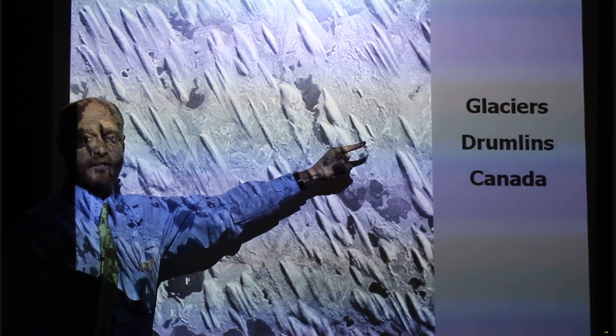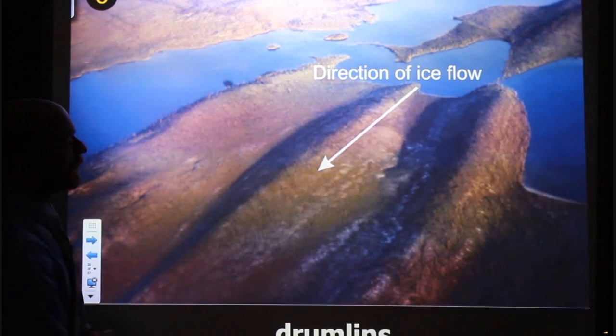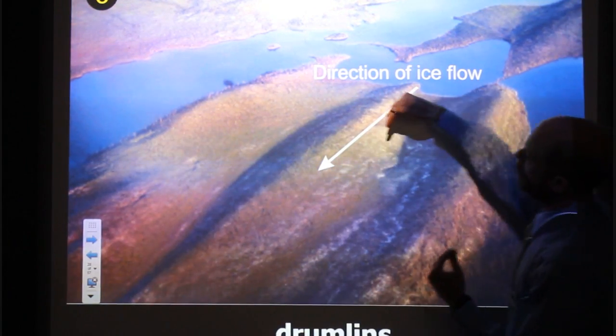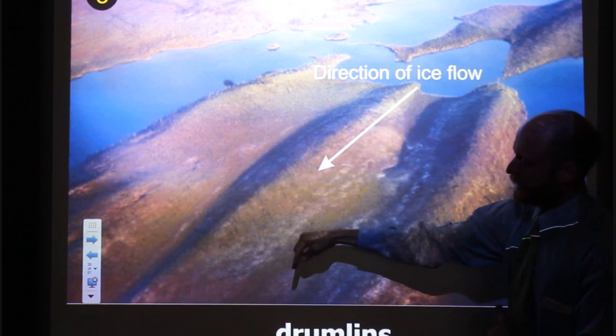Right? The glacier is not going to stretch out lines in that direction. So it does show glacial movement. This one too, direction of ice flow. Again, you see 1, 2, 3 clear drumlins here. You see some off in the distance. And in this case, the ice flows this way.